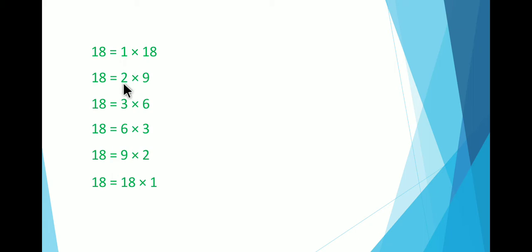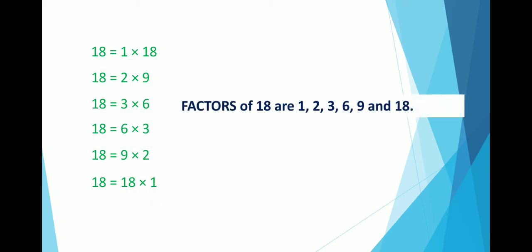So here we see all these numbers 1, 2, 3, 6, 9, 18, or from this side 1, 2, 3, 6, 9, 18. All these numbers are the factors of 18. So we can say that the factors of 18 are 1, 2, 3, 6, 9 and 18, or simply F18 is equal to the given numbers. So these are the factors of 12 and 18.